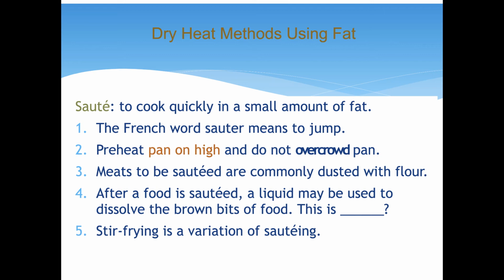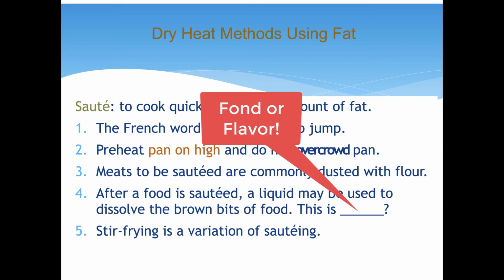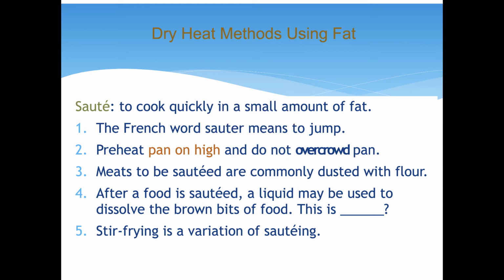But after the food is sauteed, the liquid may be used to dissolve the brown bits of food, and this is called what? Yes, the fond, the bottom of the pan, and that's where some of the flavor is, and you can incorporate that into your stir frying. Stir frying is basically a variation of sauteing. It's high heat, small amount of oil.